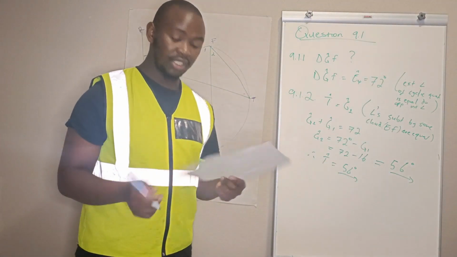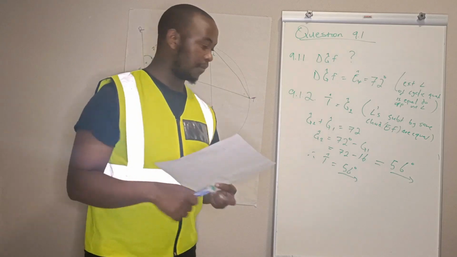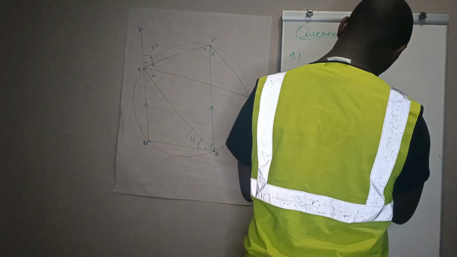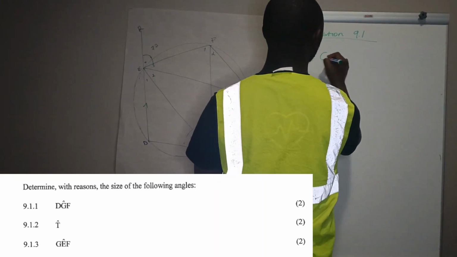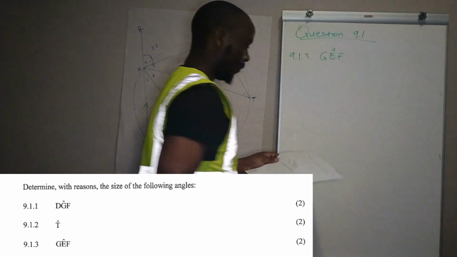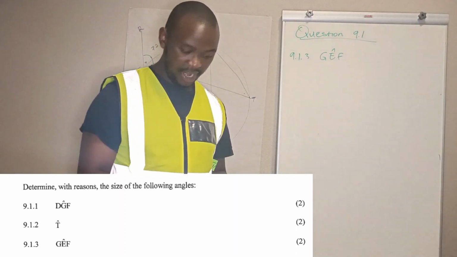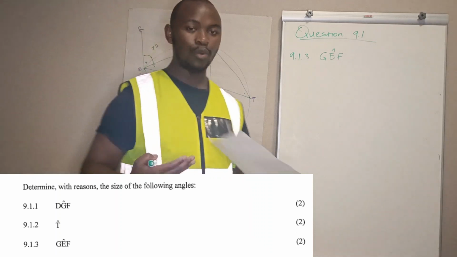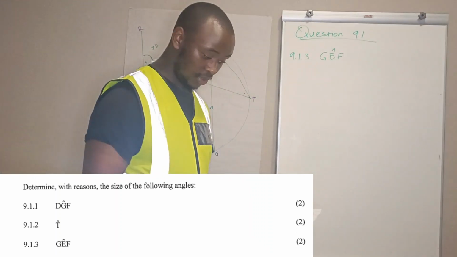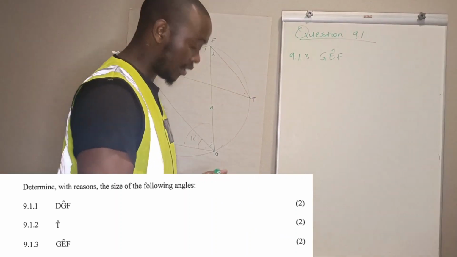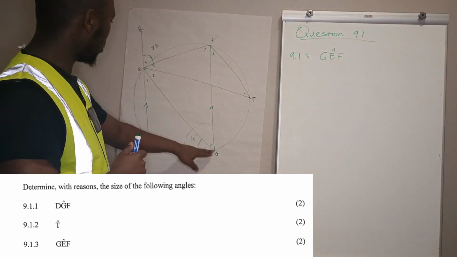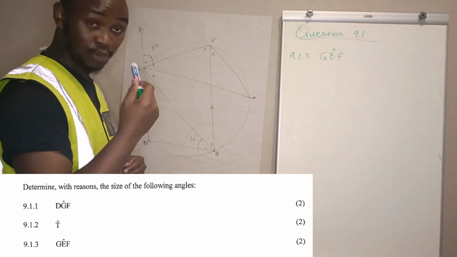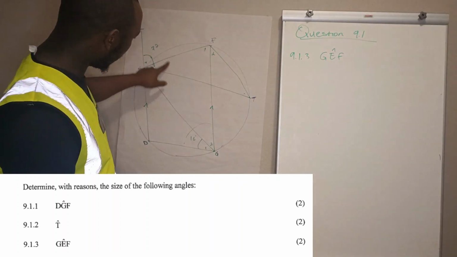Alright, so we move on to the next question, which is asking us to calculate angle GEF. So where is angle GEF and what influence does it have on the entire diagram? We already know how to locate angles now, and we should start with the analysis side. So this is the angle we're speaking of.